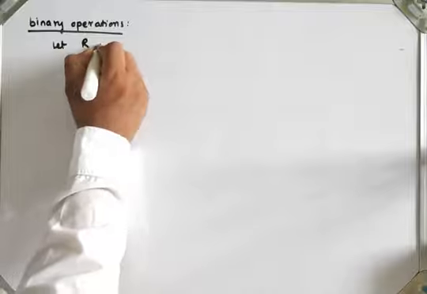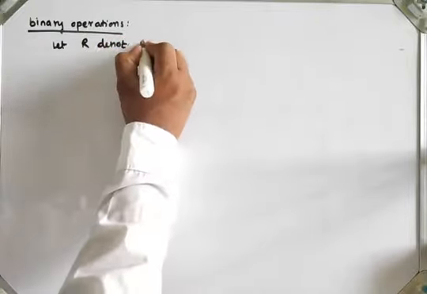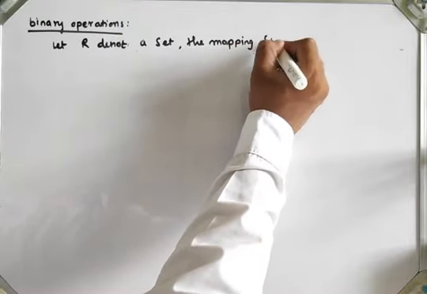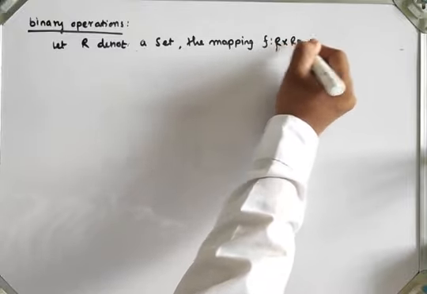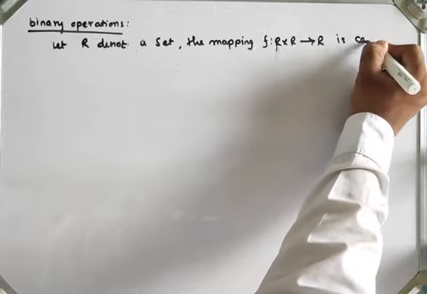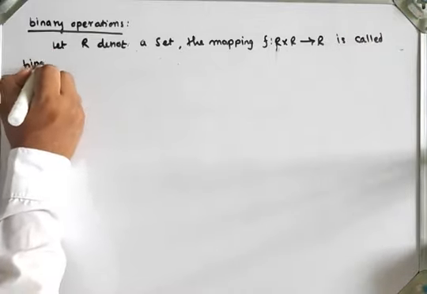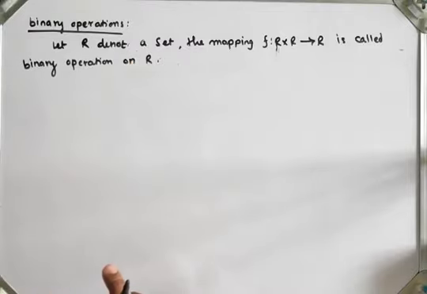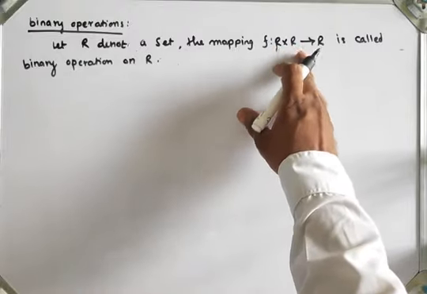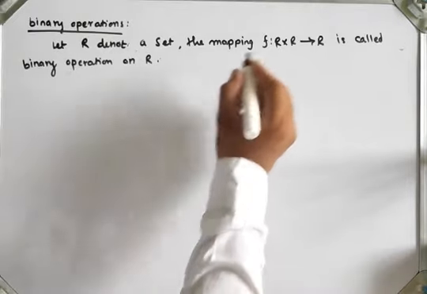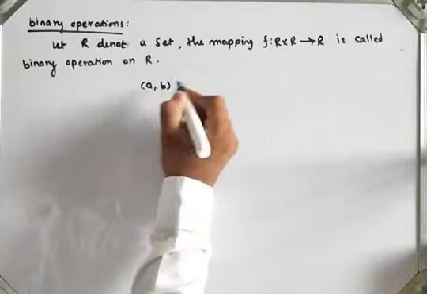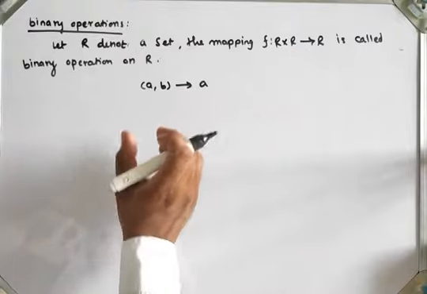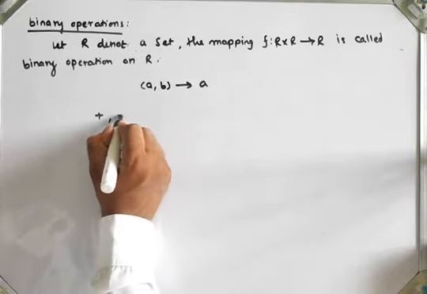So we'll see the definition. Let R denote a set, and the mapping F from R cross R to R is called a binary operation on R. Here R denotes a given set, and a mapping F from R cross R to R is called a binary operation on R. So with R cross R to R, we take an element or pair a, b from R cross R, and the codomain is again R. If we take 2 elements from R cross R under a given binary operation, suppose addition or subtraction and multiplication.